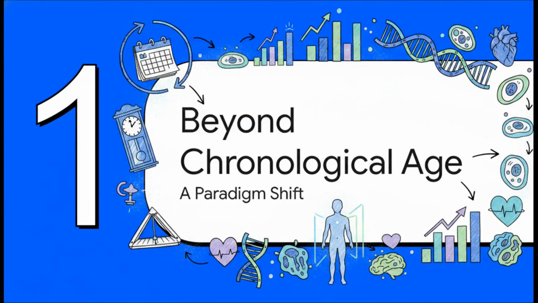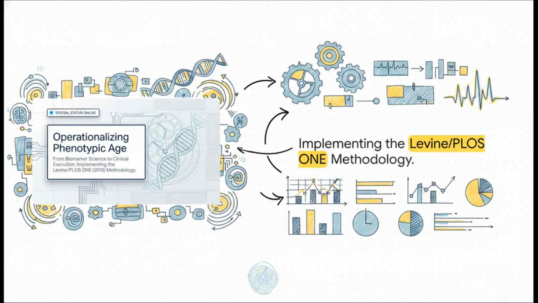This is a fundamental paradigm shift in how we track human aging. This entire explainer is anchored in Morgan Levine's groundbreaking 2018 methodology published in PLOS 1. This isn't just some passing health trend, it's a rigorously validated scientific framework that completely rewrites the rules on how we measure aging in a clinical setting.